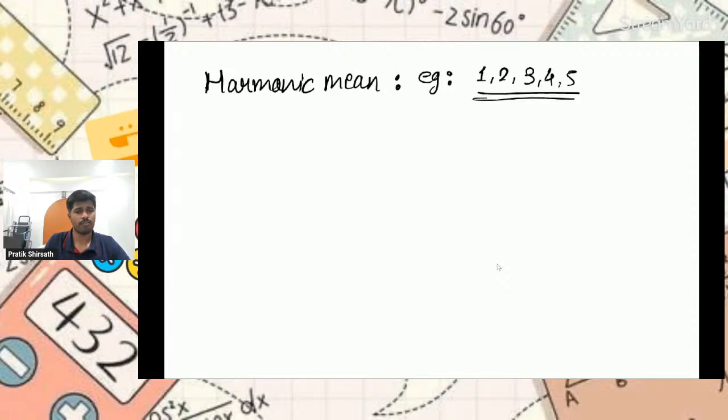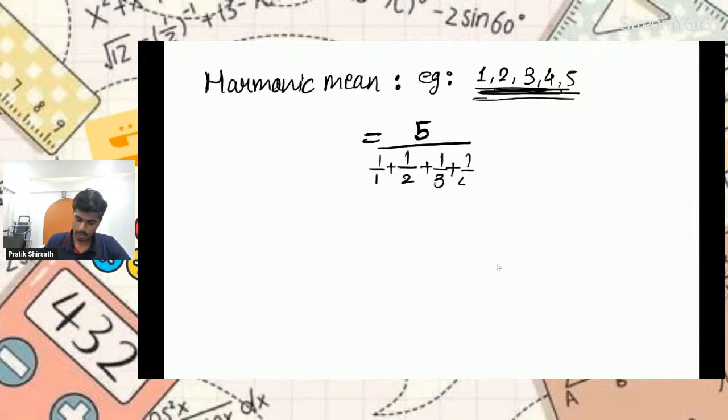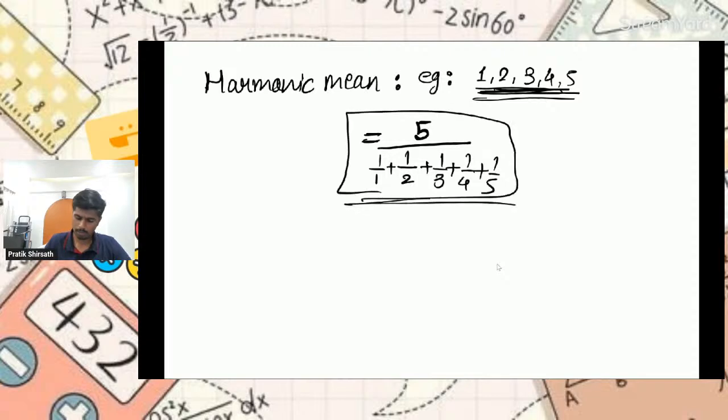These are the numbers I have, for example. Consider them as data points. So what will be the formula? Total number of components divided by the sum of reciprocals of each component. So 1 by 2, 1 by 3, 1 by 4, and 1 by 5. This is nothing but my harmonic mean.